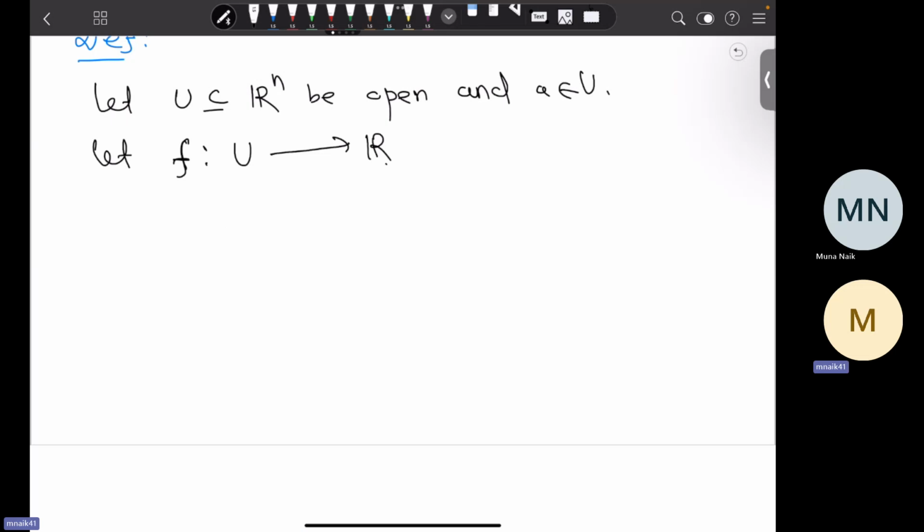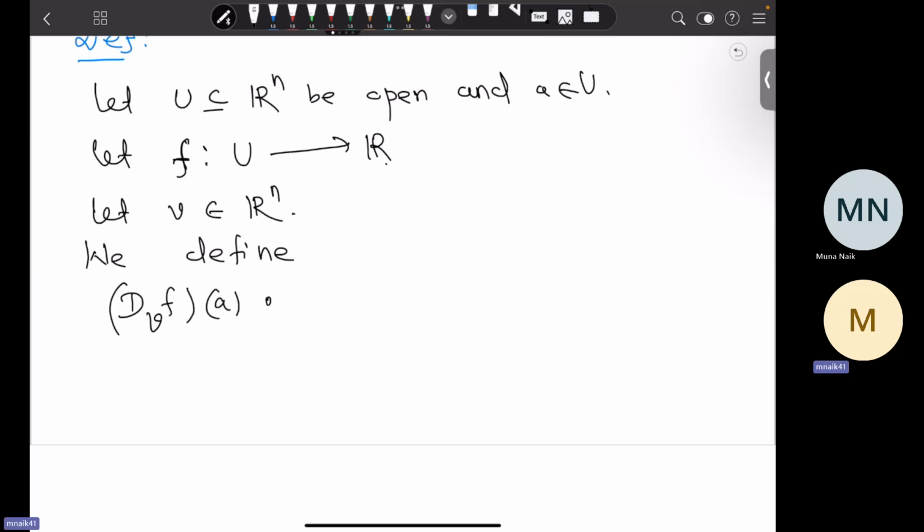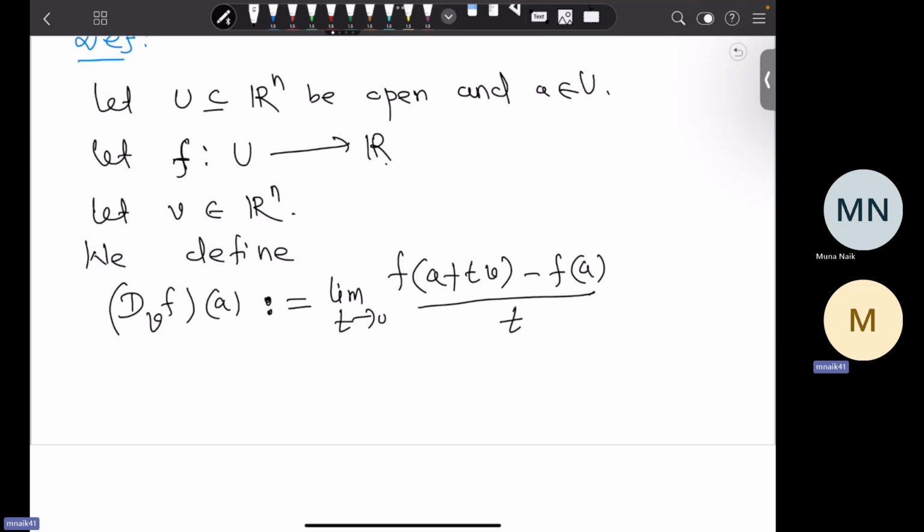Let v belong to R^n. So we define d_v f(a) to be the limit as t tends to 0 of f of a plus tv minus f of a, divided by t. See, this f is a real valued function, so this is in particular a real number.